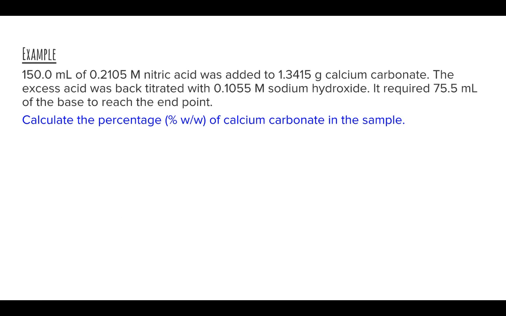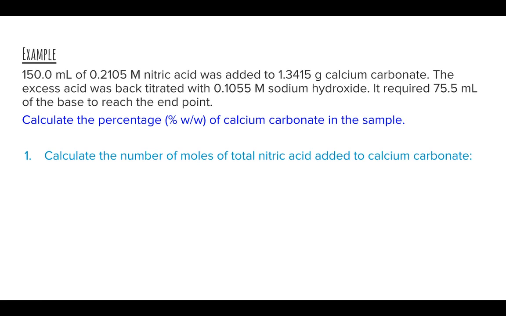Let's look at an example. If we had 150 ml of a 0.2105 mole per litre nitric acid solution and it was added to 1.3415 grams of calcium carbonate, we know that the excess acid was back titrated with 0.1055 mole per litre sodium hydroxide solution, and we know that it required 75.5 ml volume of the base to reach the endpoint. What we're being asked to do is calculate the percentage by mass of calcium carbonate in that sample.